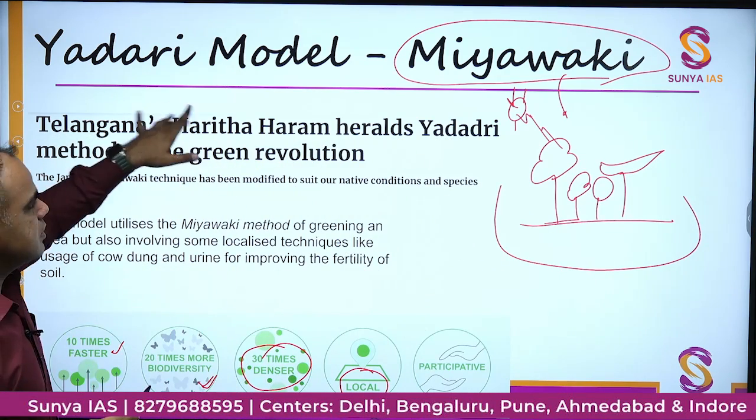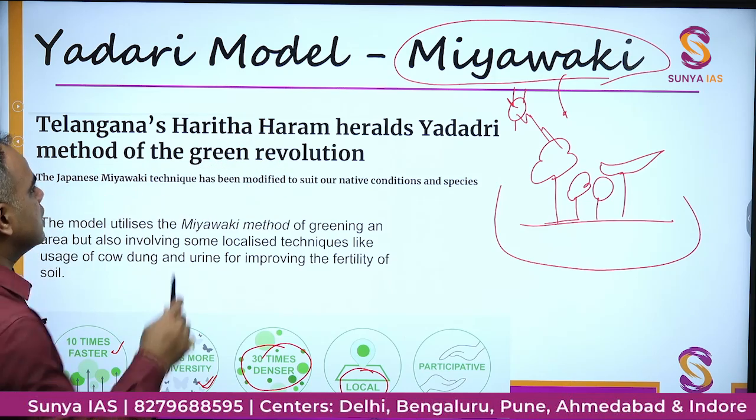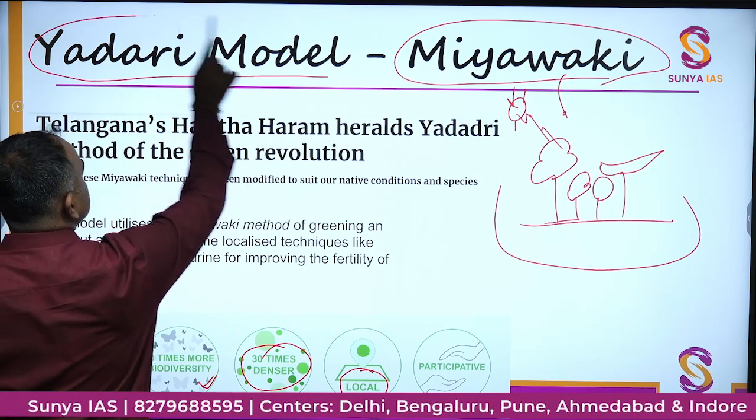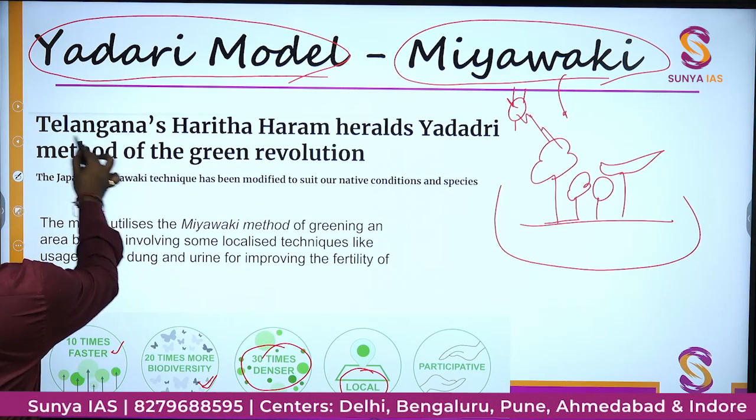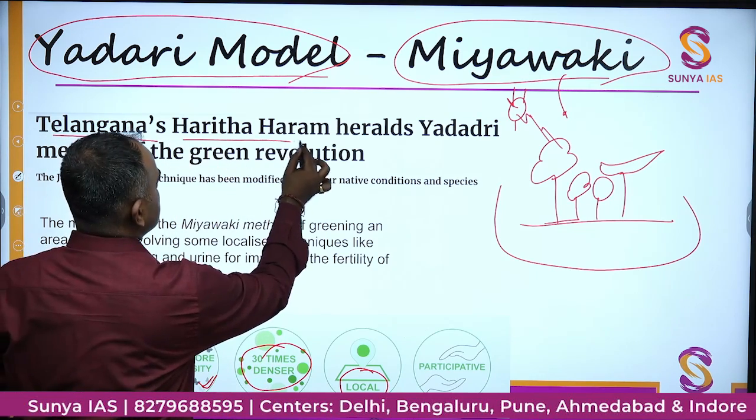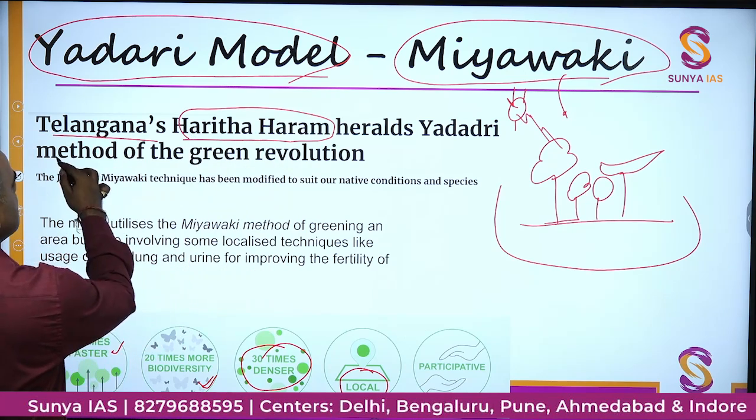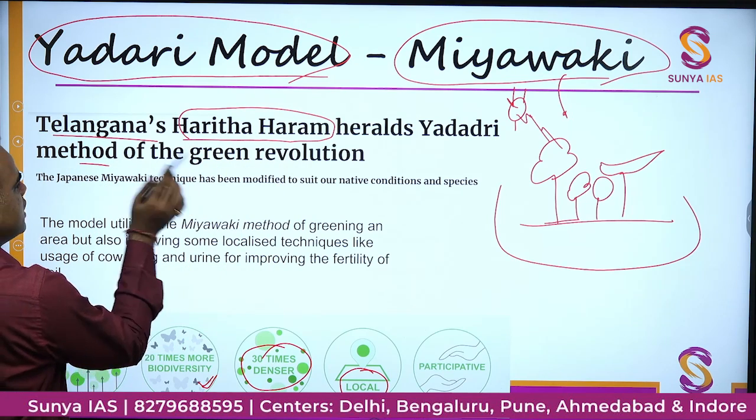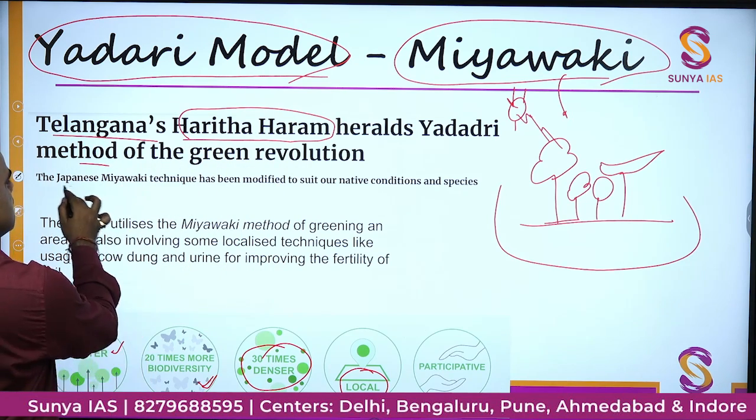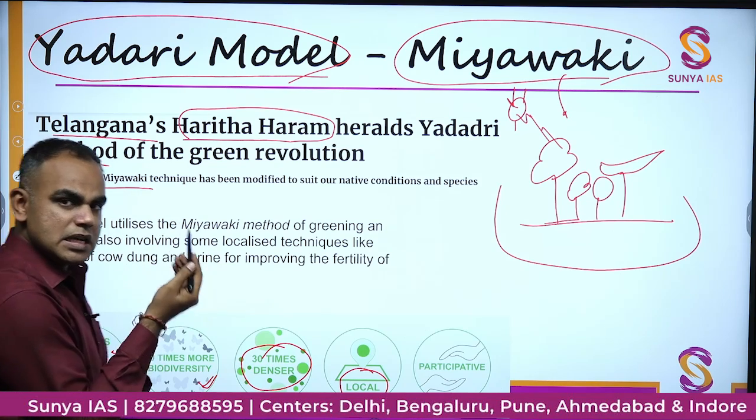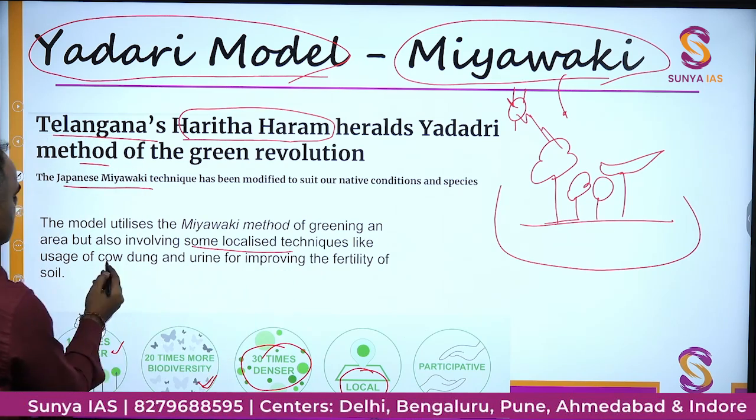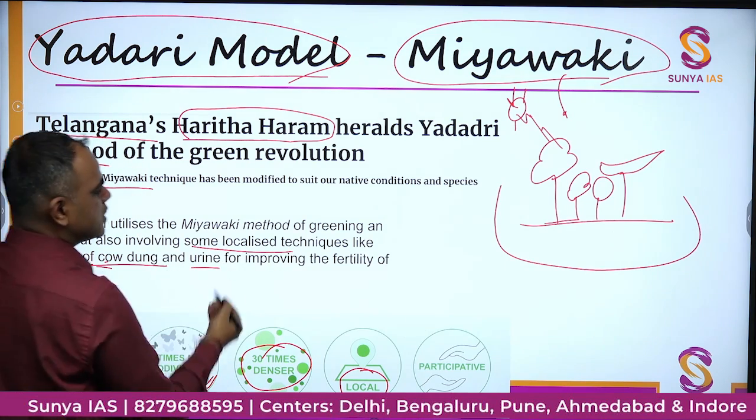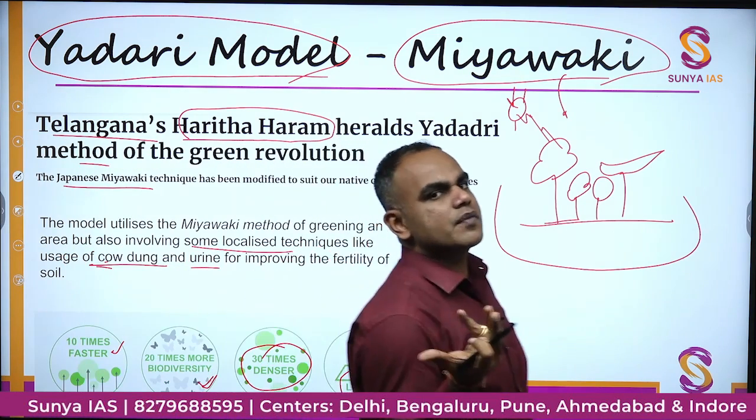So a few things, that is Miyawaki, but Miyawaki has been transformed to meet our requirements. This happened in Telangana's Harita Haram. This uses a Yadadri model. Here the Japanese technique Miyawaki is used, mixed with localized techniques. For example, they use cow dung and urine, etc., to improve the fertility of the soil.